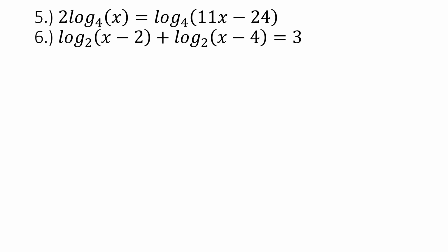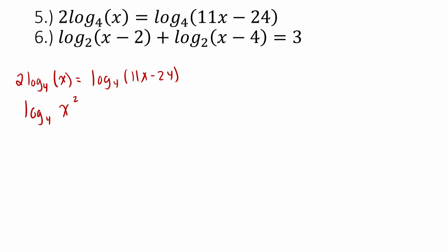Okay, so number 5, we have 2 times log base 4 of x is equal to log base 4 of 11x minus 24. And for this one, we will use the property that says if you are multiplying by a coefficient, you can take that coefficient and move it into the exponent. So this will become log base 4 of x squared equals log base 4 of 11x minus 24.